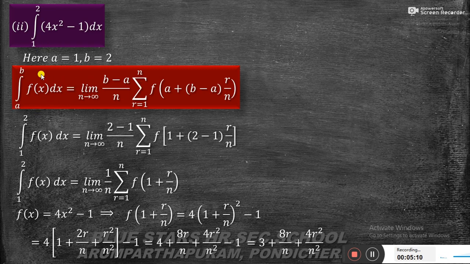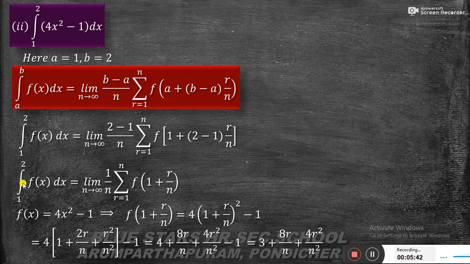The formula is the integral a to b of f of x dx equal to the limit n tends to infinity of (b minus a) by n, summation r equal to 1 to n, f of a plus (b minus a) into r by n. So the next step, the integral 1 to 2 of f of x dx. Now I substitute a equal to 1, b equal to 2. So the integral 1 to 2 of f of x dx equals the limit n tends to infinity, b value is 2, (2 minus 1) by n, summation r equal to 1 to n, f of a value is 1. So a equal to 1, so 1 plus b value is 2, (2 minus 1) into r by n.